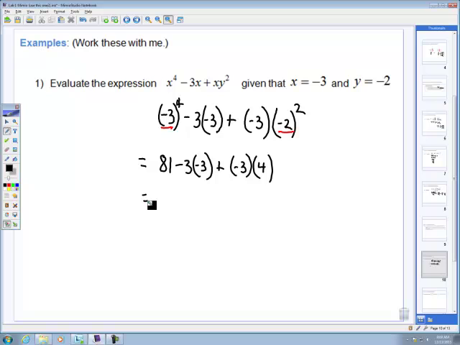Okay, so our next step is to clean up what's left. Notice there's multiplication, subtraction, and addition. So our next job will be to take care of any multiplication. So we have 81.